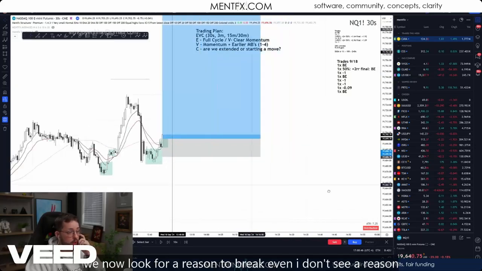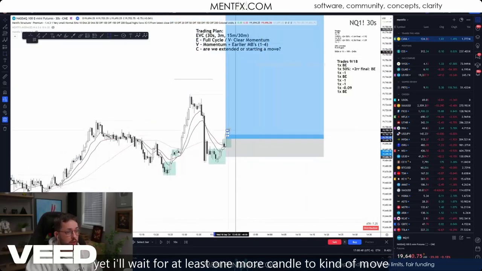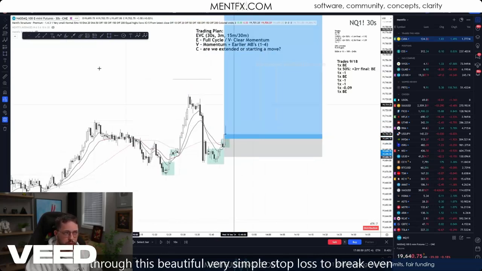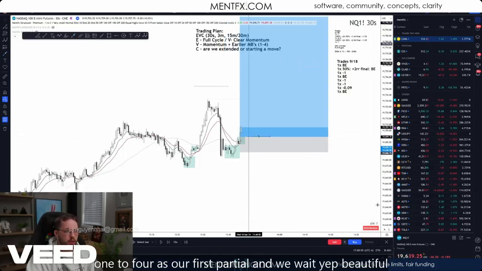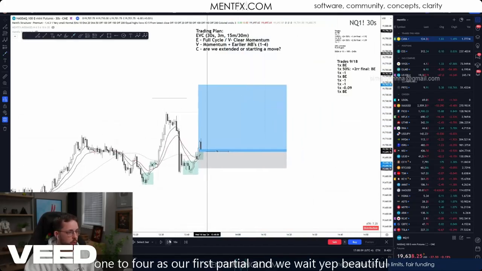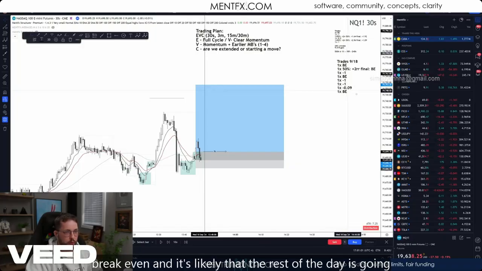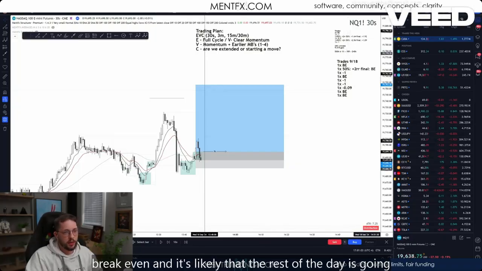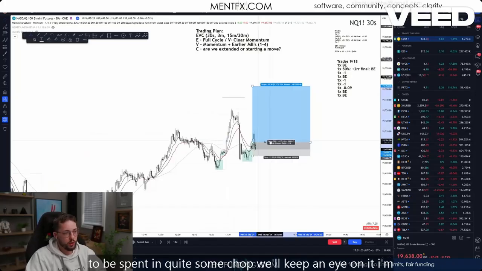We now look for a reason to break even. I don't see a reason yet. I would wait for at least one more candle to kind of move through this. Beautiful, very simple. Stop loss to break even. 1 to 4 as our first partial, and we wait. Yep, beautiful break even, and it's likely that the rest of the day is going to be spent in quite some chop. We'll keep an eye on it.